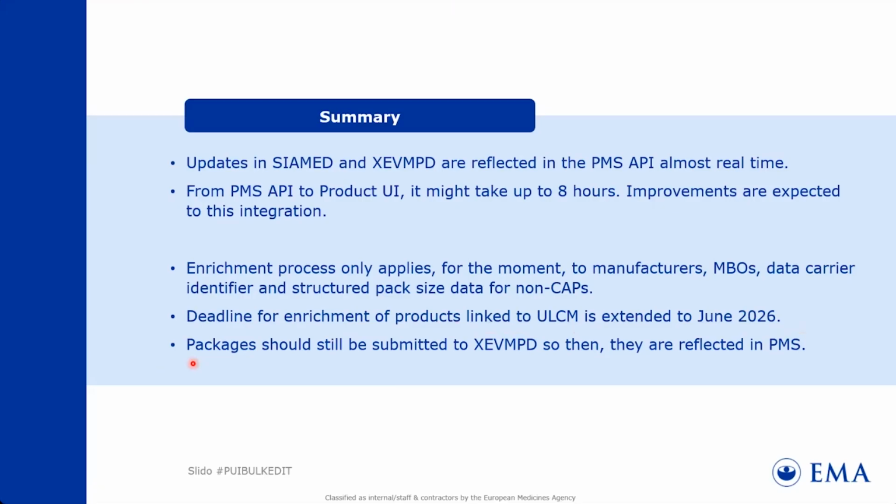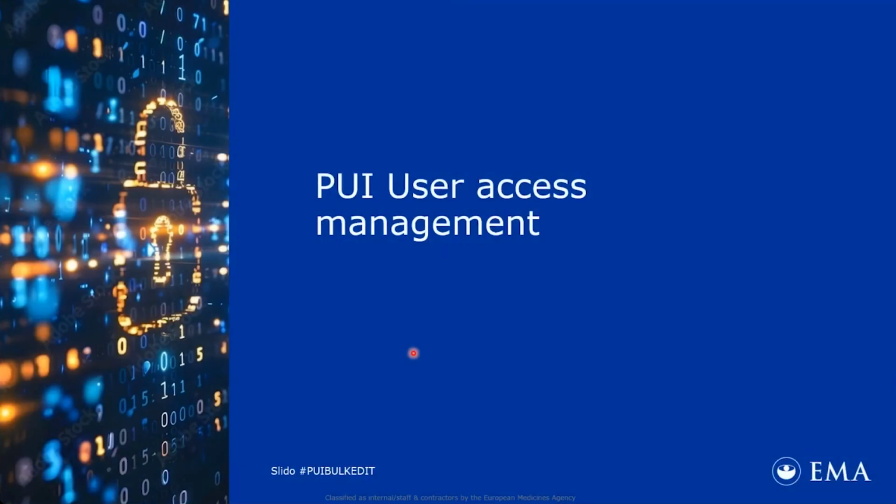And as always, because this is a question that we receive a lot, you must submit your packages to XCMPD. Then, with the flow that we have seen before, it will go to the PMS API, to the product UI, and in the product UI you can include the structured data for these pack sizes. But the packages as such should follow the data flow that we have seen before. So this is a bit of the background, how the data is flowing, how this enrichment is working. And with this, I give the floor to Veronica so she can guide you through the user access management.